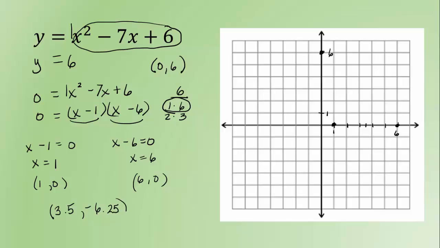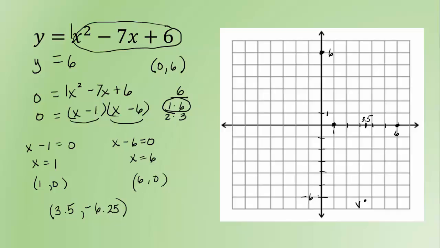And remember, that all started with realizing that these are symmetric around their x-intercepts. So I found the point halfway between my two x-intercepts, which is 3.5 on the x-axis, and I plugged that in everywhere there's an x. So I squared it, I multiplied it by 7 and subtracted, and then I added 6, and I got that the y coordinate is negative 6.25. There's 6 and a little bit more. So my vertex is right about here.